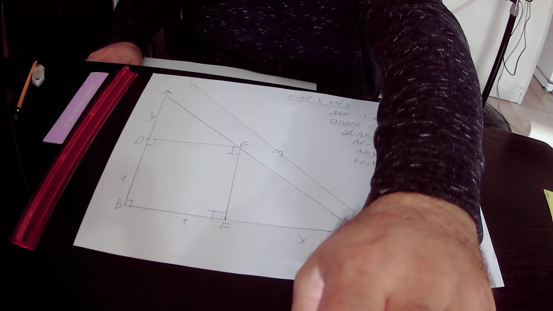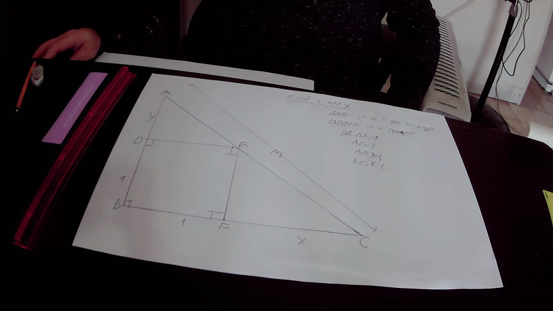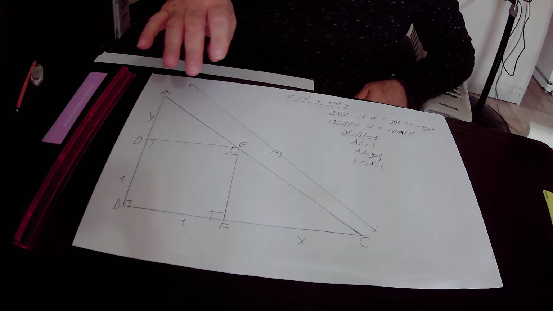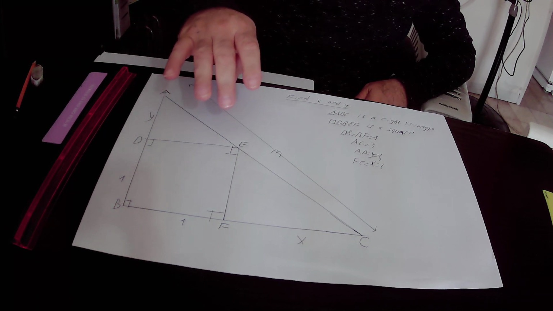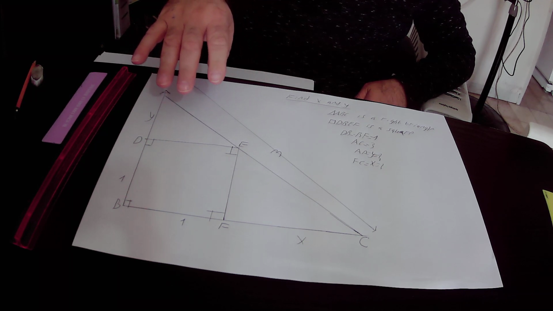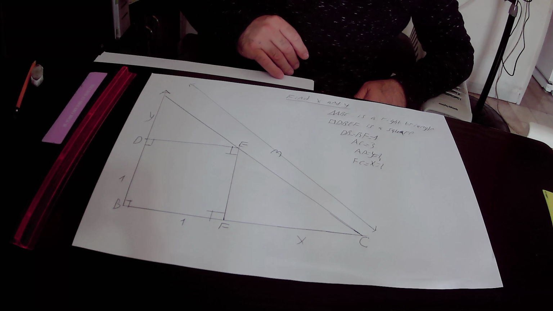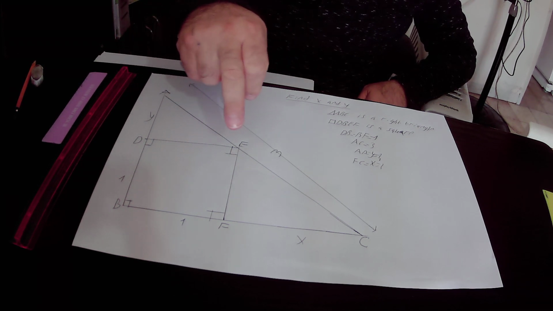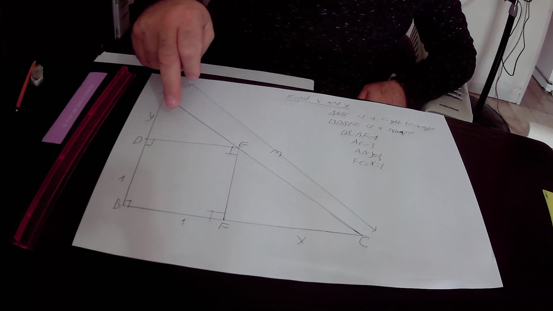Hello, in this lecture we will find out the values of line segments X and Y. In the drawing we have square DBEF that is inside the right triangle ABC. We know that DB equals BF equals EF equals DE equals 1.